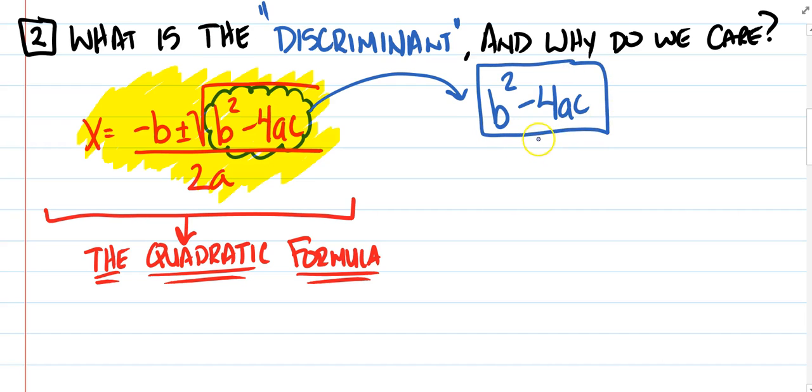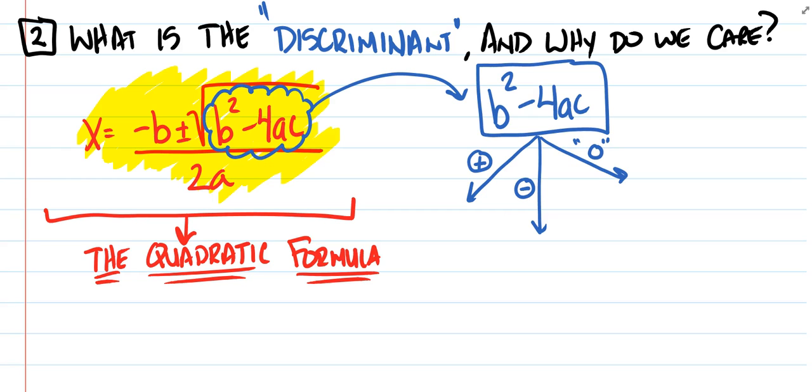And the discriminant is going to be a number, and it can be one of 3 types of numbers. The discriminant can be a positive number, the discriminant can be a negative number, or the discriminant can be the number 0. So it's either going to be positive, negative, or 0, and here's what it means.